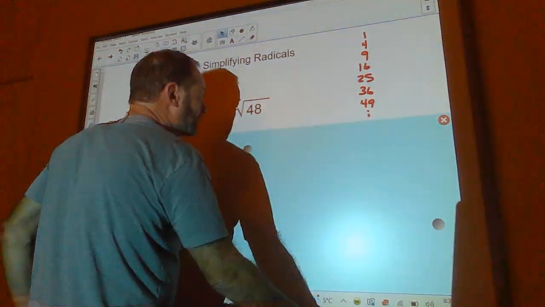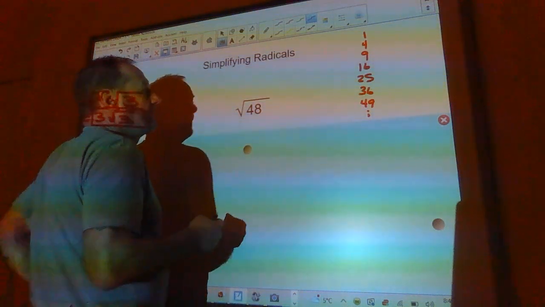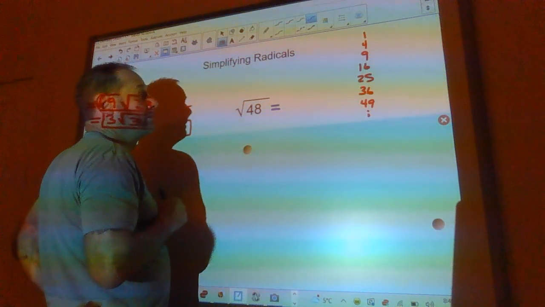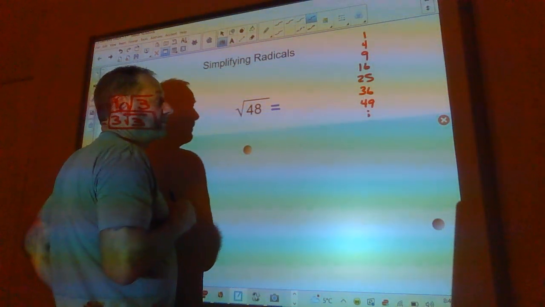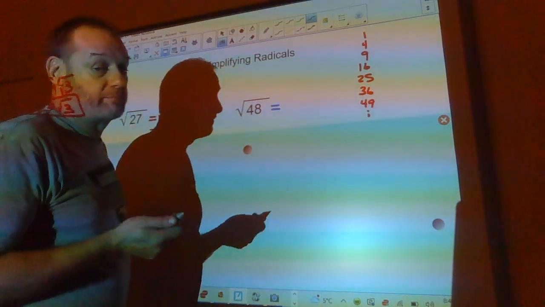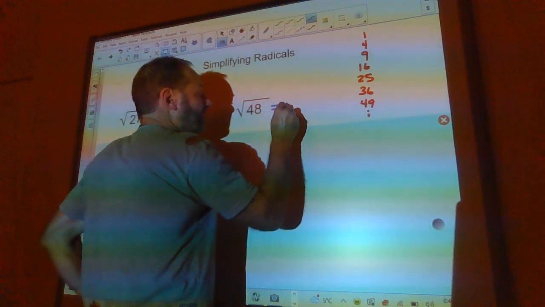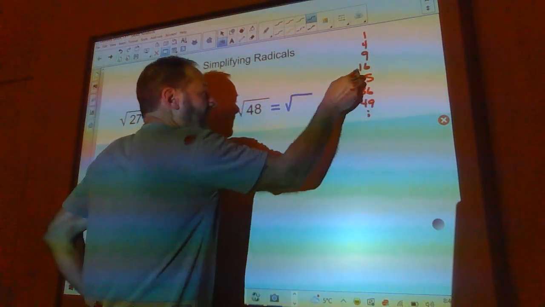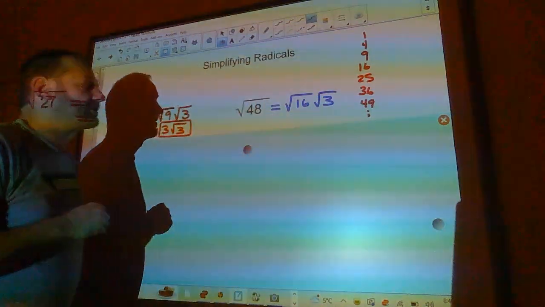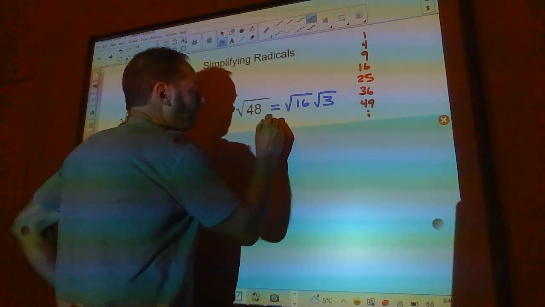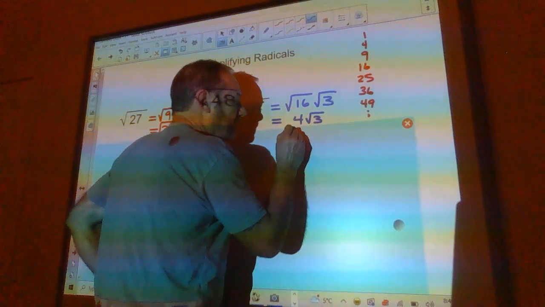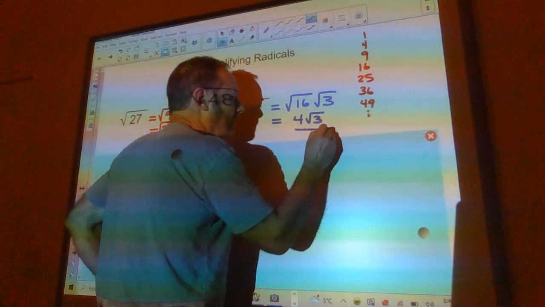Okay, now let's look at the square root of 48. You might notice that 4 will go into 48. I could use 4, but that's not the biggest perfect square, and whenever I can, I want to use the biggest perfect square because it means I have the least work to do. I can also see that 16 times 3 is 48, so I'm going to change this to the square root of 16 times the square root of 3, and the square root of 16 is 4, so it's 4 square root of 3. There's my answer.